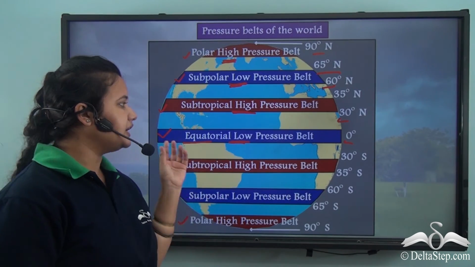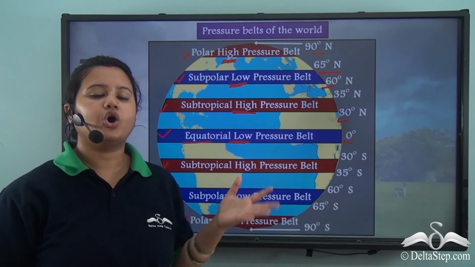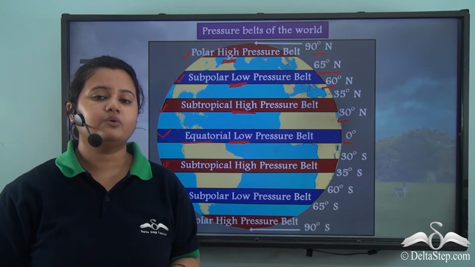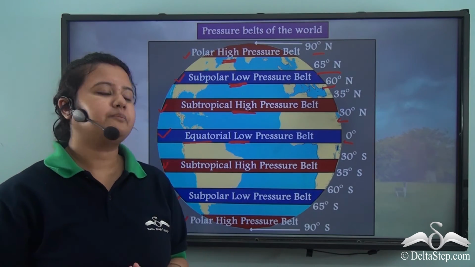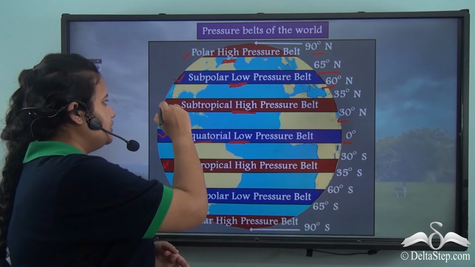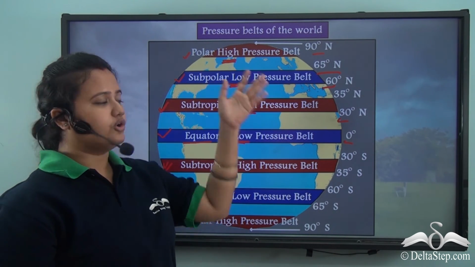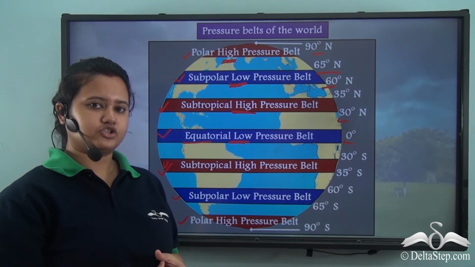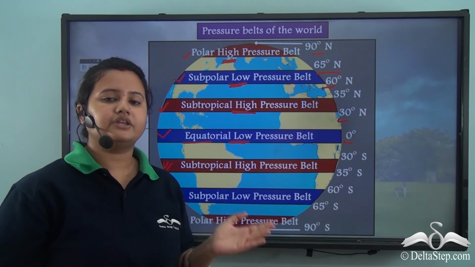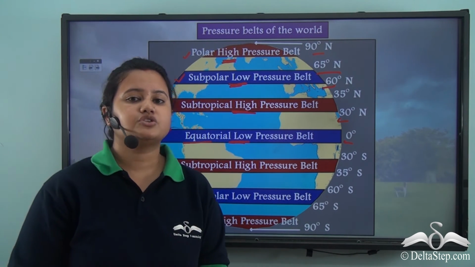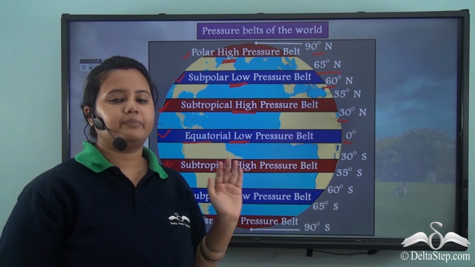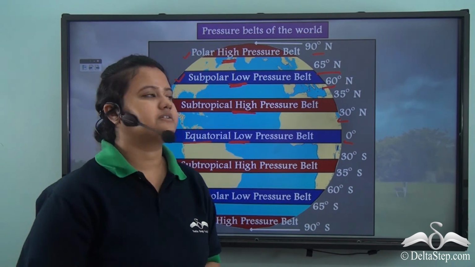Also, apart from the equatorial low pressure belt, all the other pressure belts are found in both hemispheres. That is, the subtropical high pressure belt is found in the northern hemisphere and in the southern hemisphere. Also, the subpolar low pressure belt and polar high pressure belts are found in both hemispheres. So these are the major pressure belts of the world.